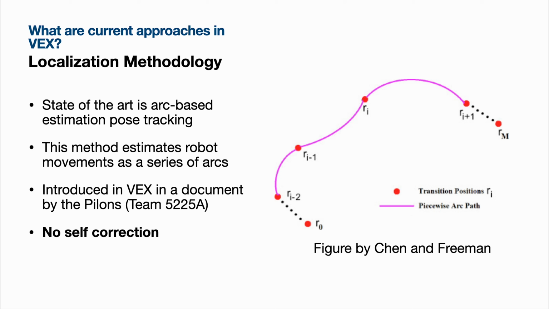So what does localization currently look like in Vex? It's kind of complicated. Most teams use the state of the art, I guess, is what I would call this: the arc-based approach as introduced by the Pilons or 5225A in their introduction to position tracking document. This represents the robot's movements as a series of arcs, but it has no self-correction, so if it gets off, you're in a pretty bad spot there.